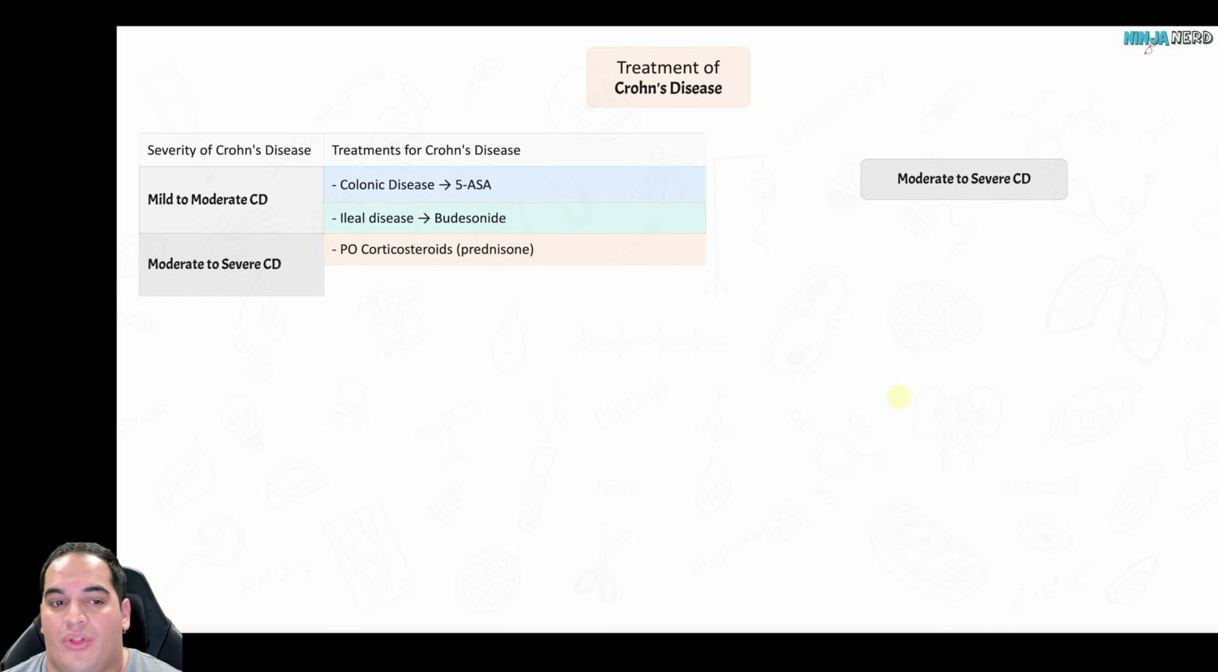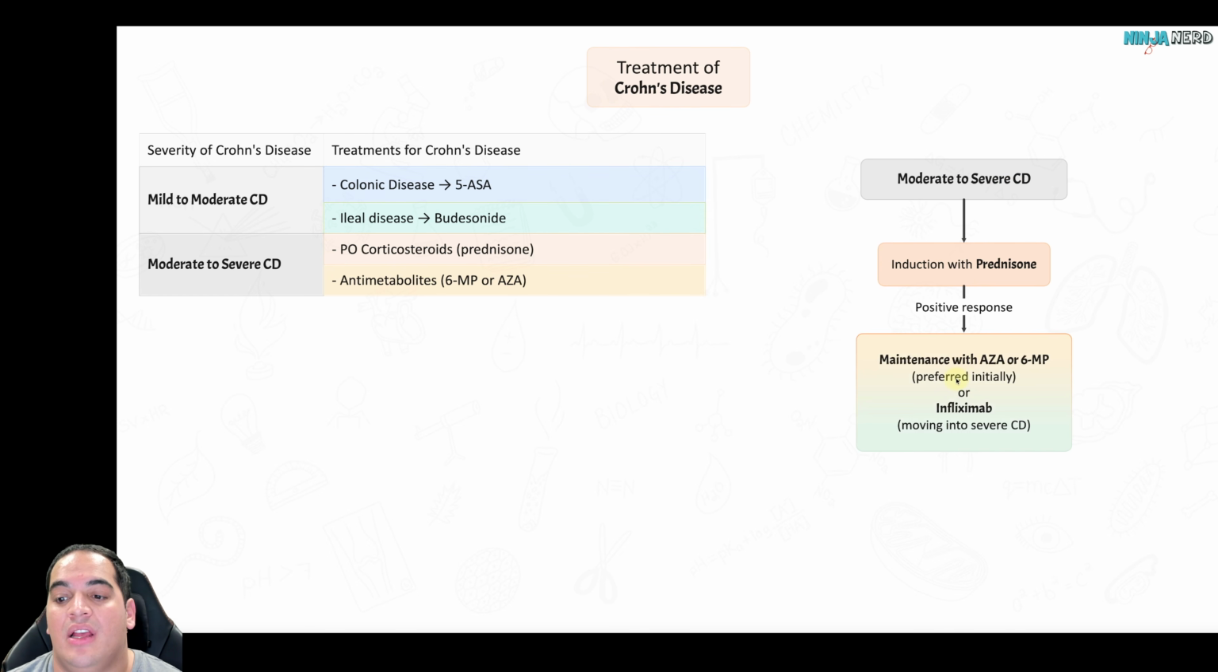So the first thing is you need to immediately abort this flare-up and put them into remission. Oftentimes we'll start off with oral steroids like prednisone. Then later, we'll help to maintain them and prevent any recurrence with anti-metabolites such as 6-mercaptopurine or azathioprine. So putting this together, patient comes in, they have moderate to severe disease, you give them oral prednisone. If they have a positive response, then you're just going to maintain them on azathioprine or 6-mercaptopurine. That's usually preferred. Maybe later, as you start moving into the next one, you can consider the initiation of a biologic agent like infliximab, but usually we try to save this until we get into the severe patients.